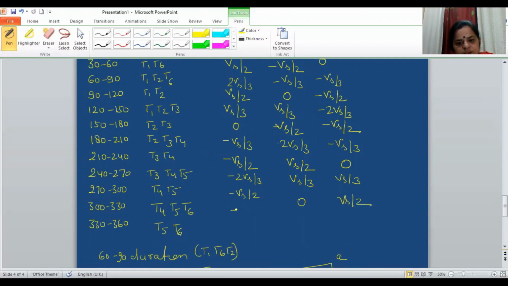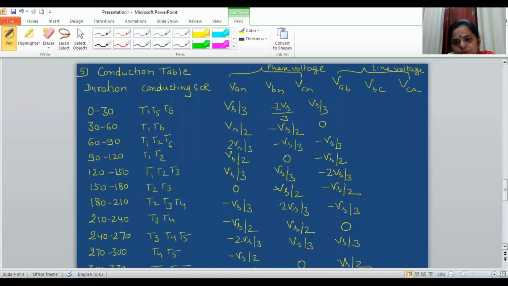Here I am going to get minus Vs by 3, and after that minus Vs by 3, and here Vs by 3, Vs by 2, then 2 Vs by 3. And when 5, 6 are conducting, here I am going to get Vs by 3, 0. This I am going to get minus Vs by 2 and this I am going to get Vs by 2. So this is how we will get the phase voltages.